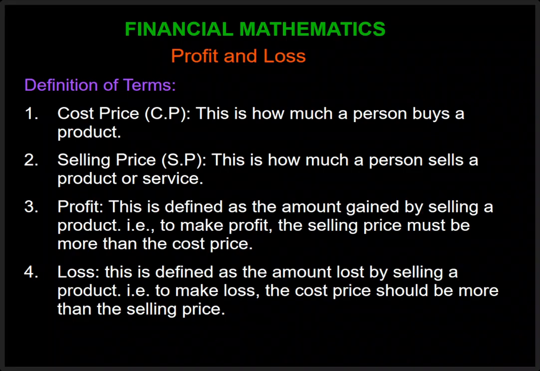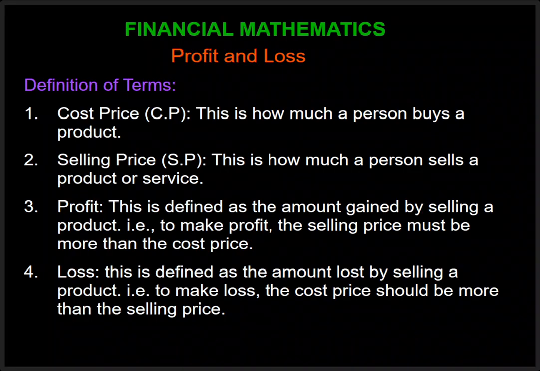Number one, we are looking at cost price. Cost price is how much a person buys a product. Then we have the selling price. This is how much a person sells a product or service. And then profit. Profit is defined as the amount gained by selling a product.